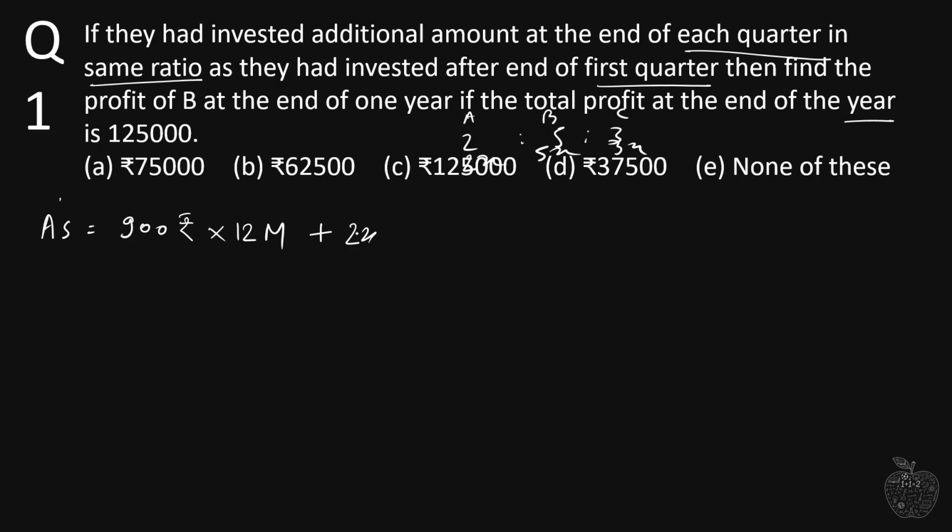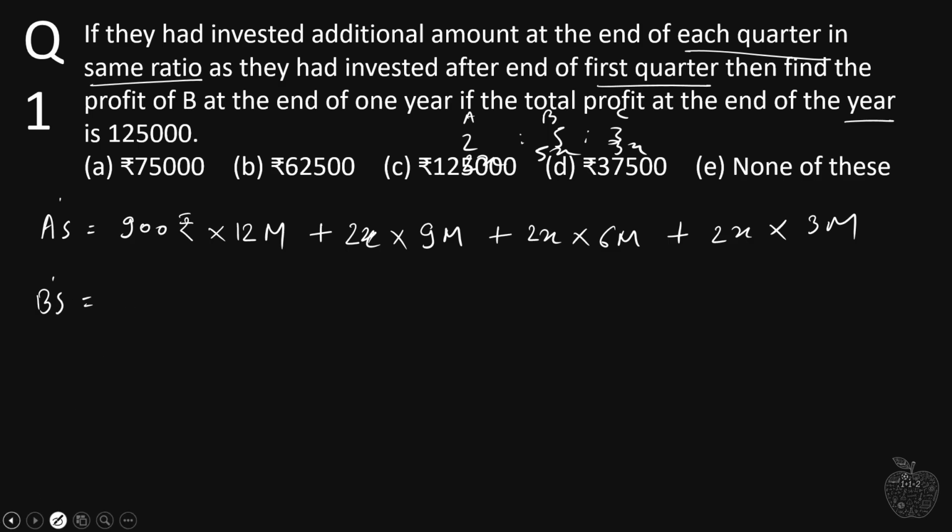So after the end of first quarter, A invested 2x for the remaining 12 minus 3, since one quarter is 3 months. So A invested this 2x for the remaining 9 months. Now again, after the end of second quarter, A again invested 2x for 9 minus 3, which is 6 months. And again, A invested 2x for 6 minus 3, again 3 months. All right, so this is the total investment of A. Now similarly, we'll write the total investment of B here.